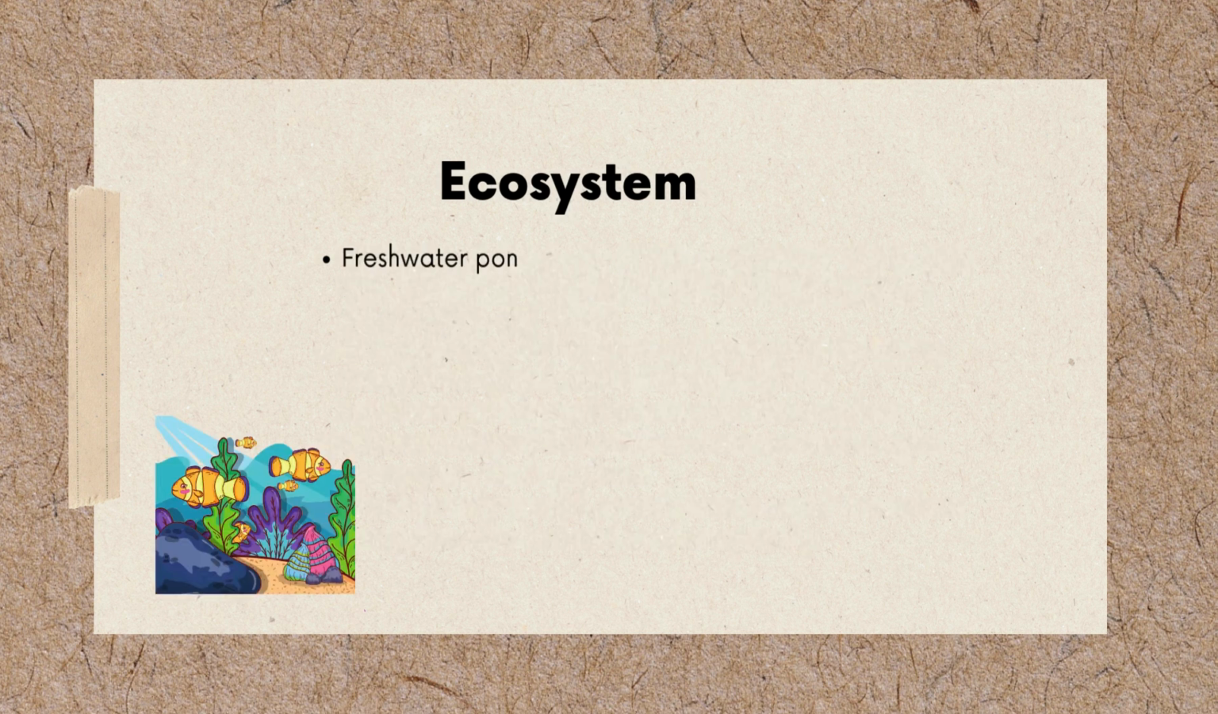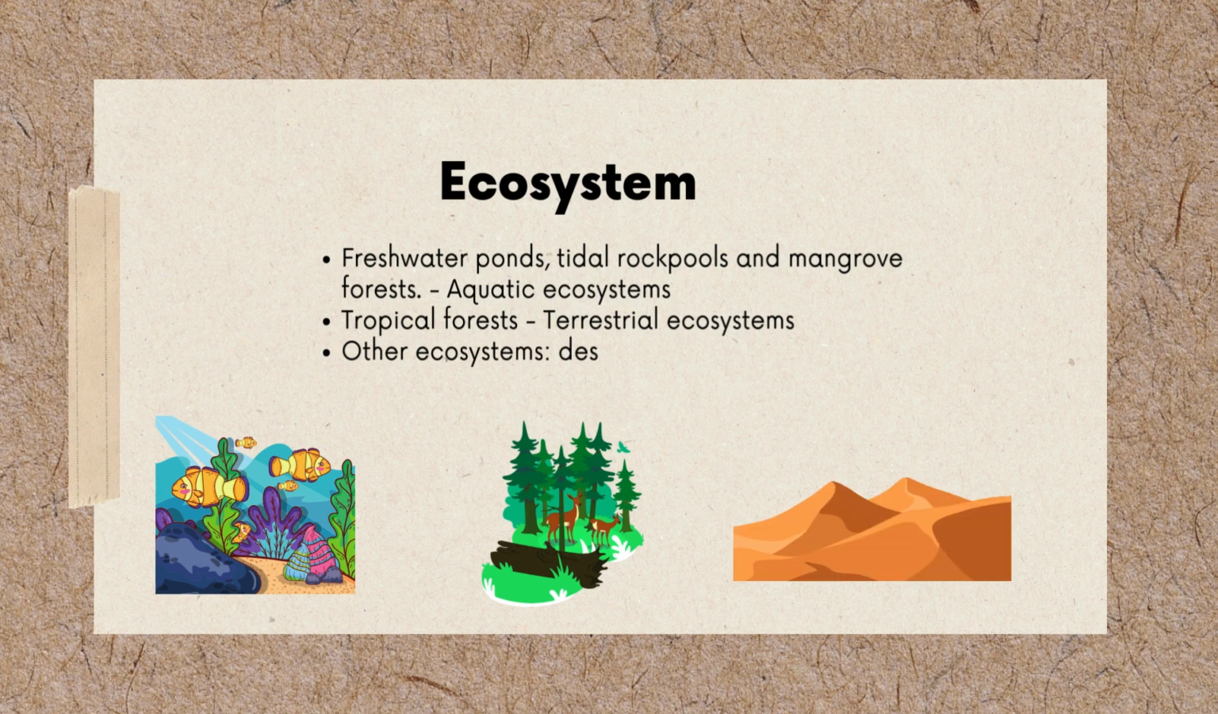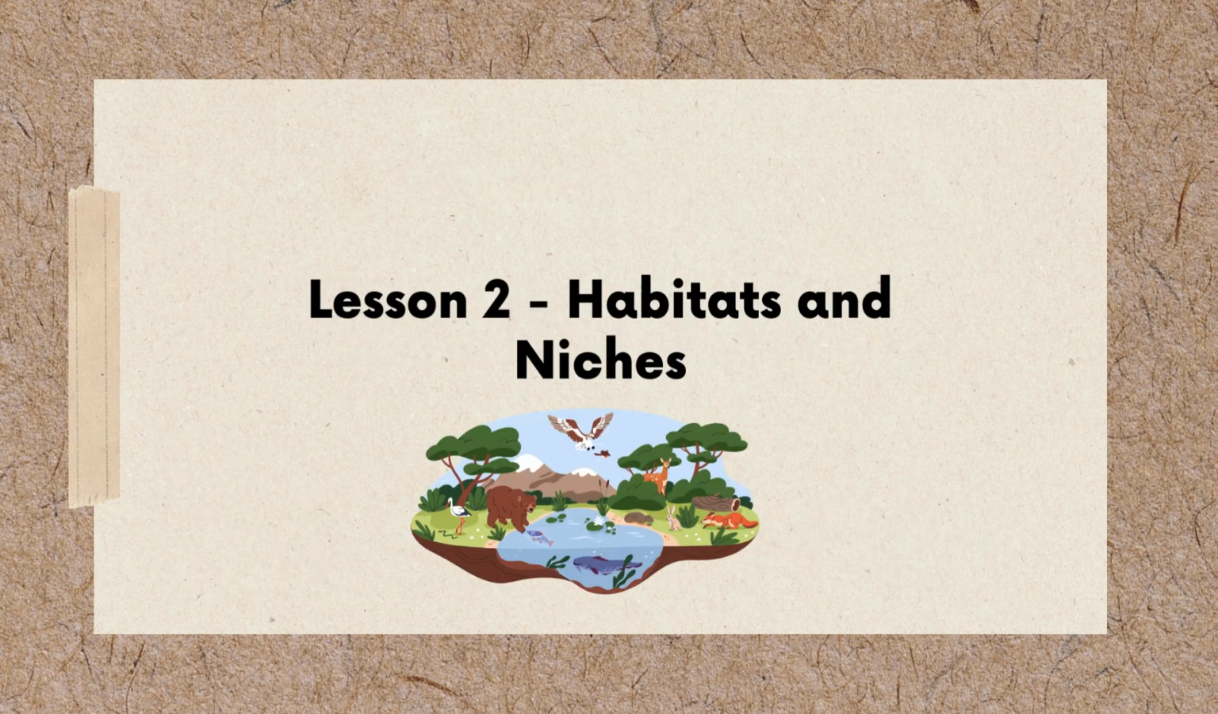For example, freshwater ponds, tidal rock pools, and mangrove forests are distinct aquatic ecosystems, while tropical forests represent the most complex terrestrial ecosystems with the highest species diversity. In contrast, deserts are simpler ecosystems, characterized by fewer species, high sunlight, and low rainfall, with organisms specially adapted to thrive in harsh conditions. Urban environments created by humans are also classified as ecosystems.